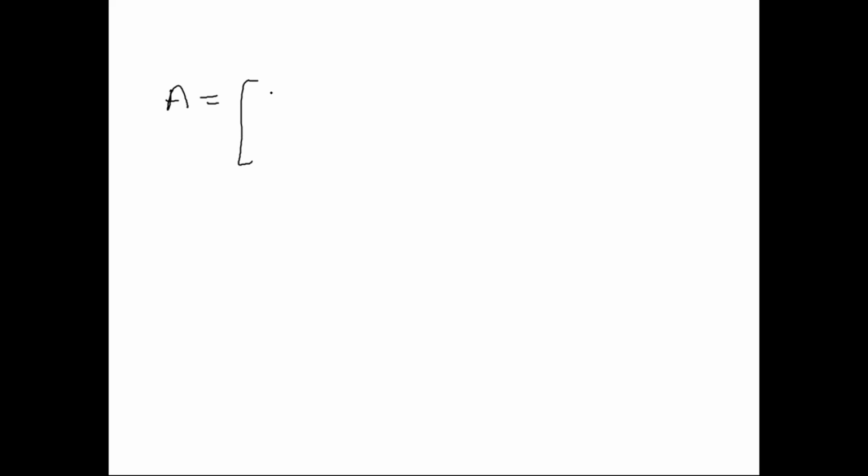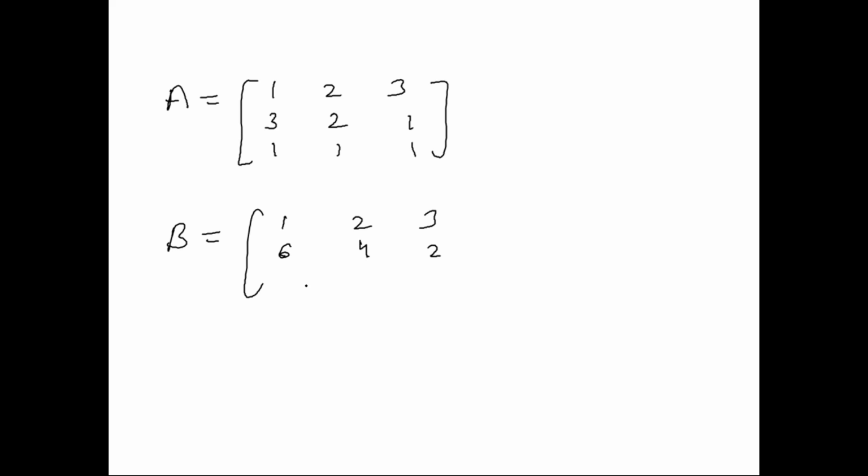We'll try to understand it by the example. Let us say 1 2 3 3 2 1 1 1 1, and I have multiplied 1 2 3 6 4 2 2 2 2. Ishwar, find determinant A. Avni, find determinant B.